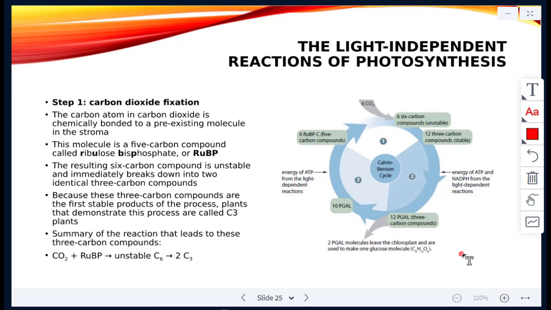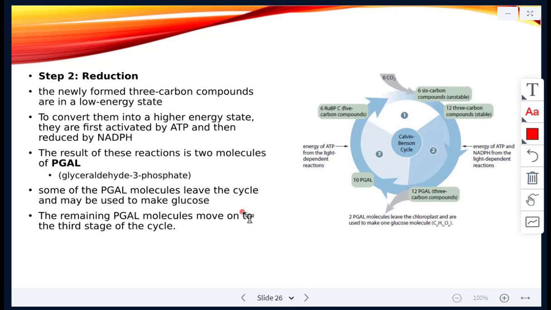Now, because these 3-carbon compounds are stable, they're the first stable products of the process, and the plants that demonstrate this process are called C3 plants. A summary of the reaction that leads to these 3-carbon compounds is here. So we have carbon dioxide plus the RuBP forms the unstable C6 compound, which forms 2 of those 3-carbon compounds, which are now stable.